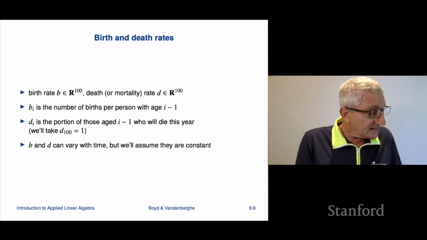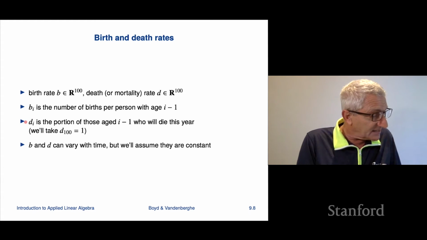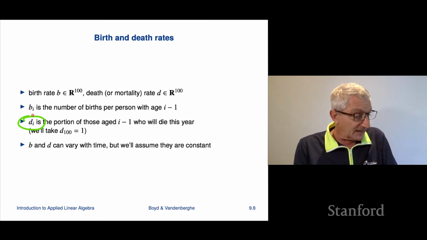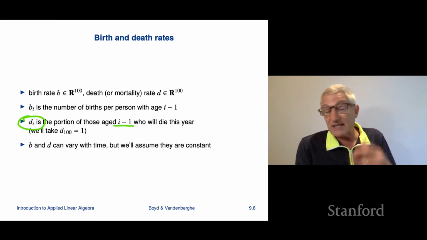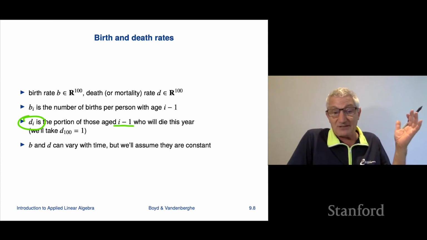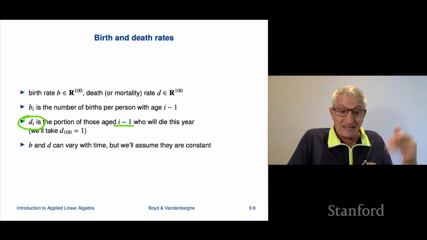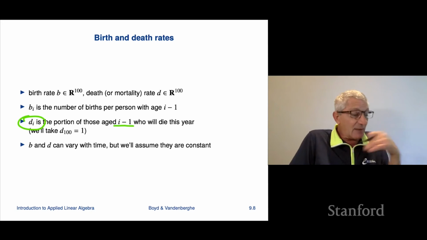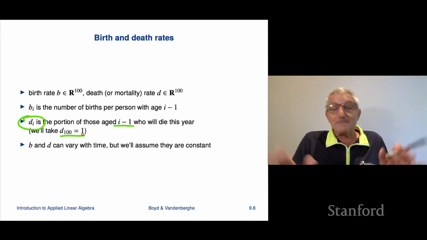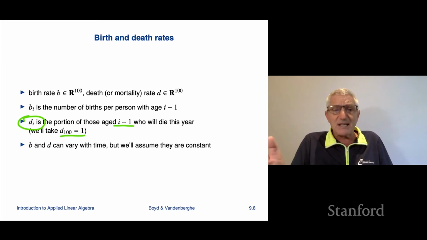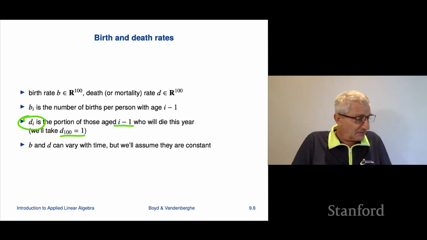That's going to be explained by the so-called death rate. d_i is going to be the portion of those who are age i minus 1 who end up dying this year, and therefore don't count in the next year. They're not around. And we'll take d_100 equals 1. That means, at least in our simple model, once you get to be 99, you'll die. Period.